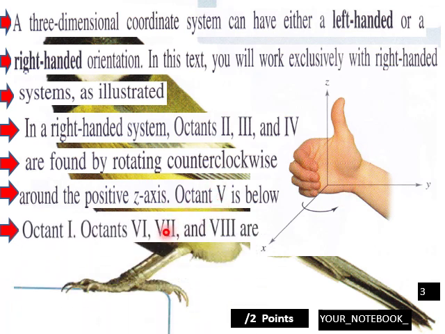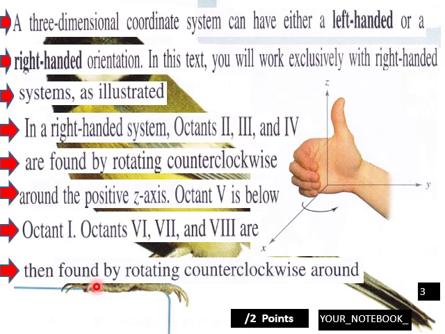Octant 5 is below octant 1. And octants 6, 7, and 8 are then found by rotating counterclockwise around the negative z-axis. So that'd be down here. That would be below your xy plane.